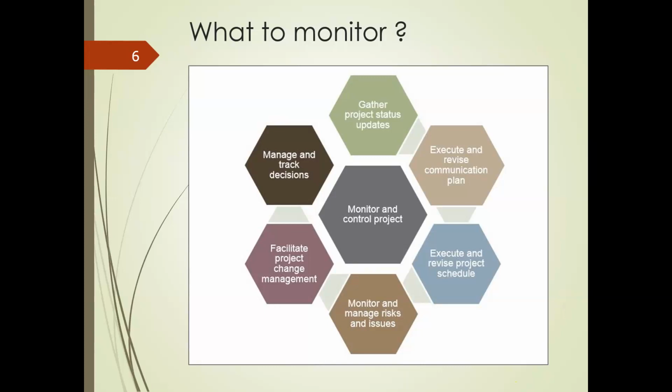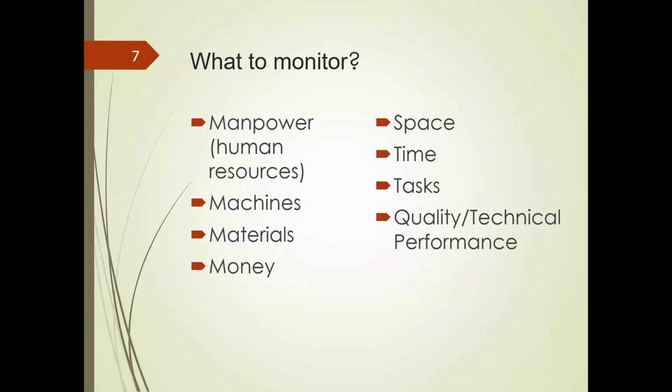Execute and revise project schedule, monitor and manage risks and issues, facilitate project change management, manage and track decisions. These are the important factors to be remembered while monitoring and controlling the project, and they are to be followed very strictly. To sum up everything, manpower, that is human resources: their day-to-day activities, their performance, the hours of working, how many days they have worked, their roles, designations and responsibilities, and whom they are reporting to. Everything is monitored. The machines or machinery used in the project are also to be monitored.